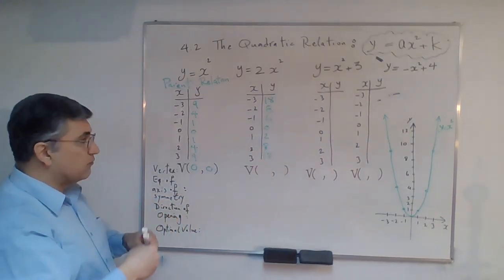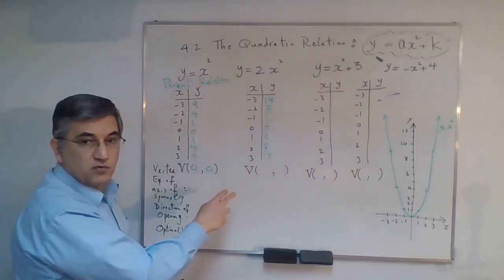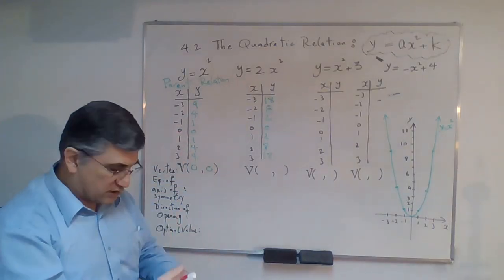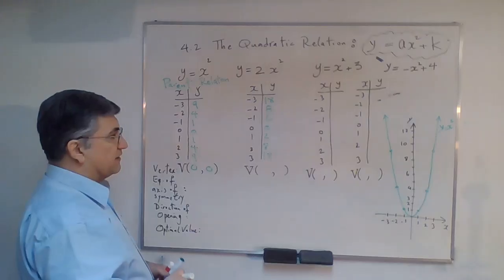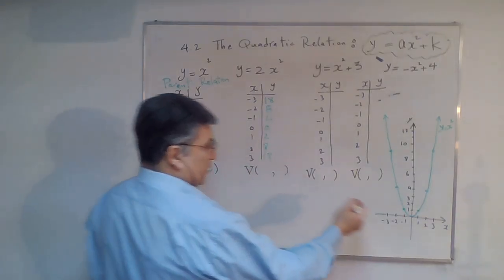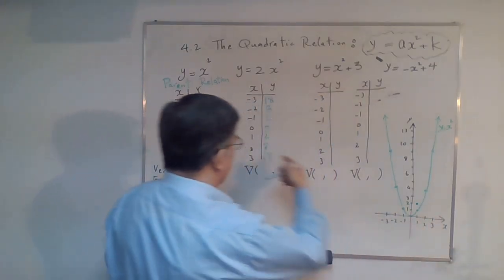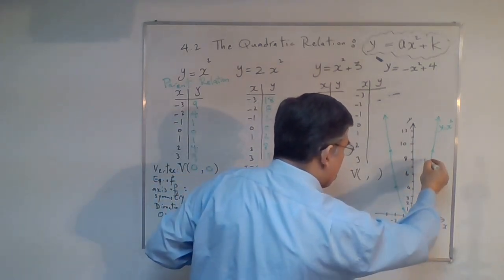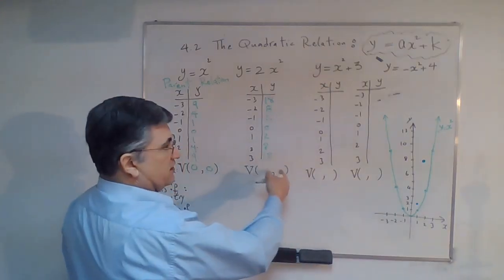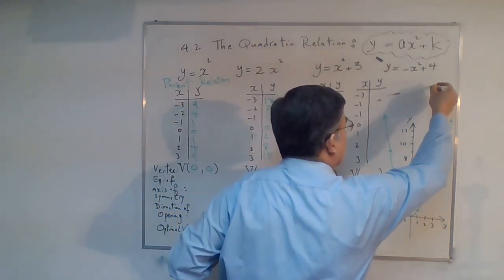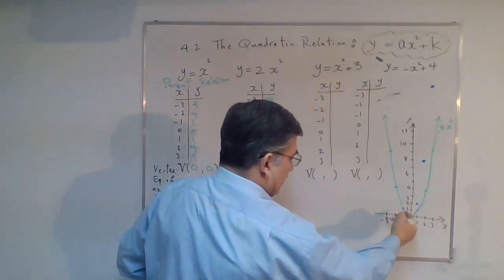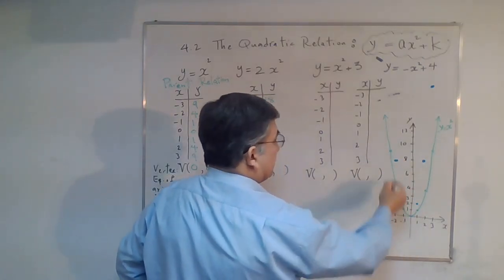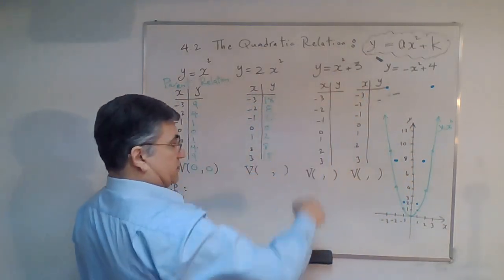Now we have to plot these points to see what the graph of the relation y equals 2x squared looks like. In order to do this, we have the table of values. I'm going to start with 0, 0, and then we have 1 and 2, which is right here, and then 2 and 8. Then we have 3 and 18, which would be somewhere up there. Then we have -1 and 2, -2 and 8, and -3 and, again, 18, which is up there.